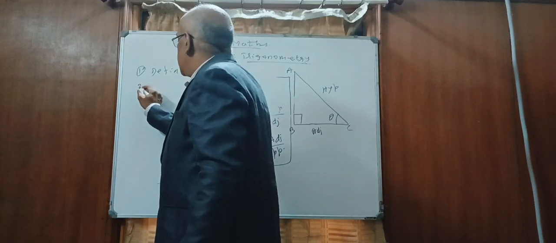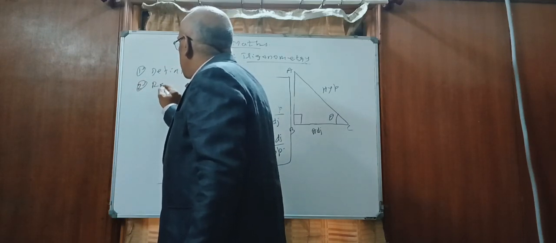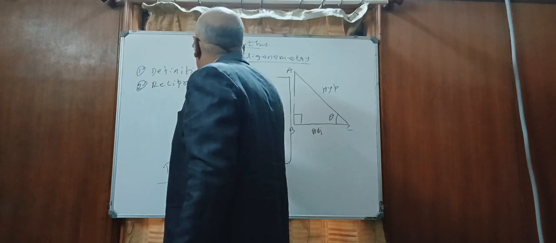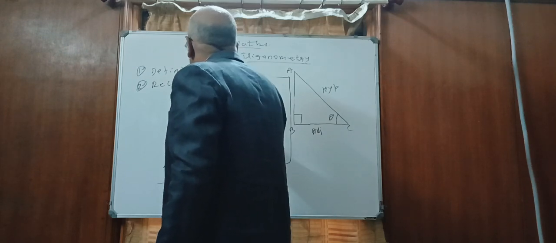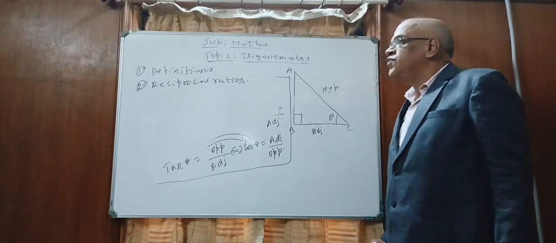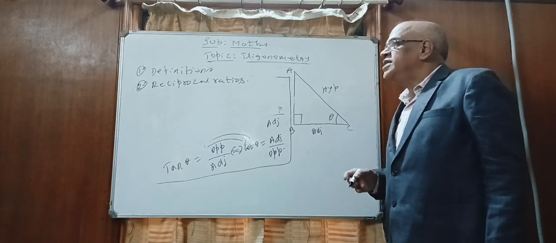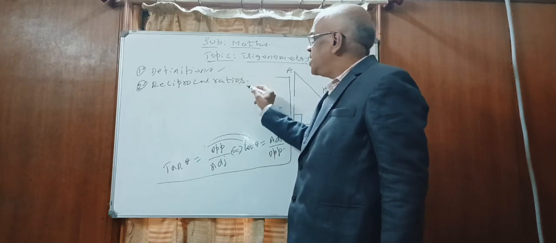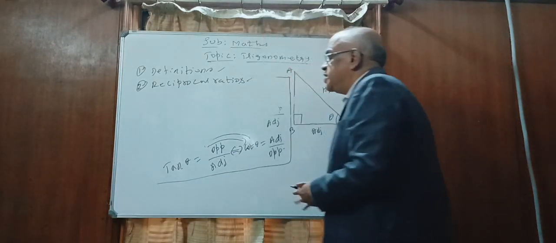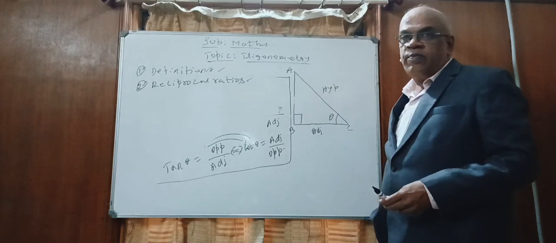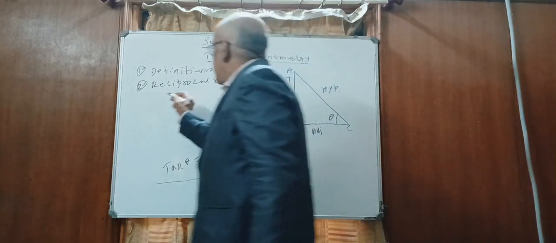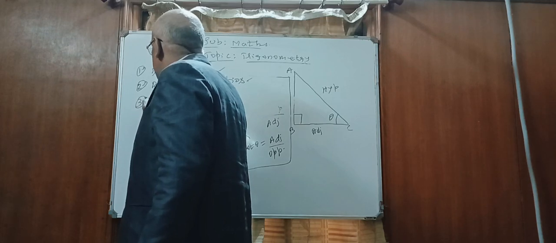Like hitting two birds in one shot, or getting two fruits in one shot. It's like that. See, we are studying definitions, and we have studied reciprocal ratios also. Two topics are covered in one topic. What is the third topic, students? The third topic is quotient ratios.